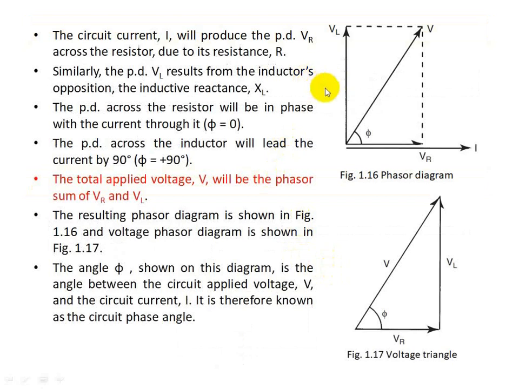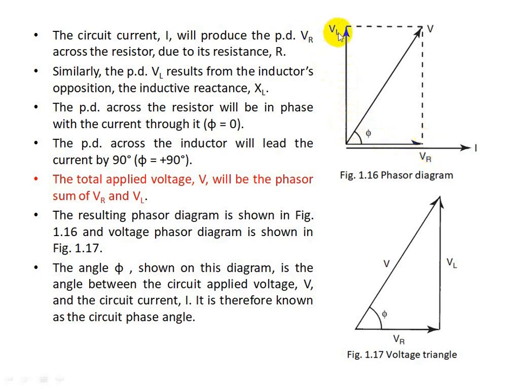So coming to the phasor diagram, the voltage VR, developed across the resistance, will be in phase with current I. So the phase difference will be 0. That is why they are parallel lines. Now VL, the voltage across inductance, will lead the current by 90 degrees in the case of inductance. So here it is drawn at an angle of 90 degrees with respect to current I. This angle is measured in the counterclockwise direction.